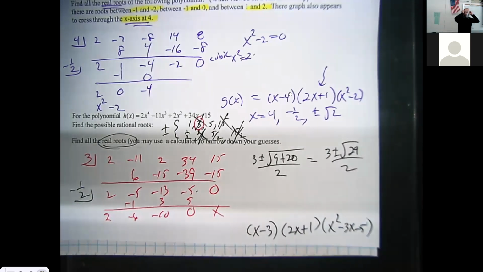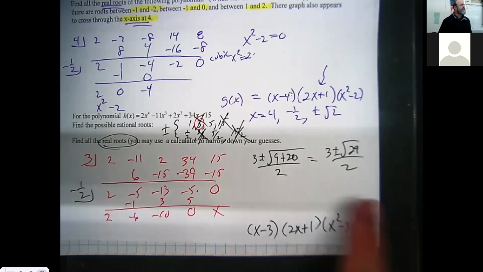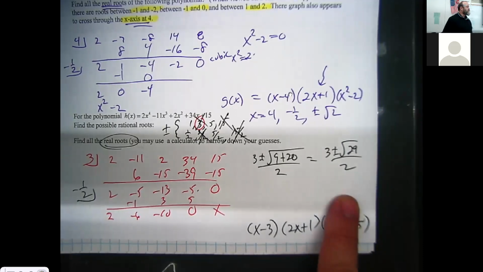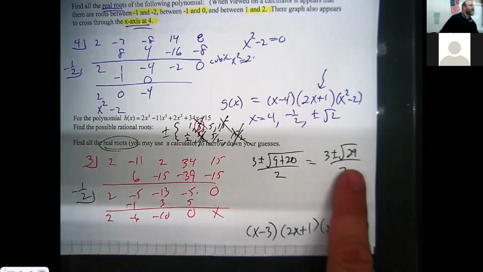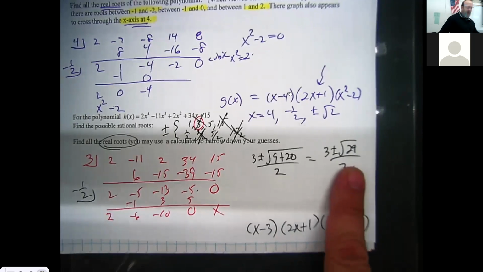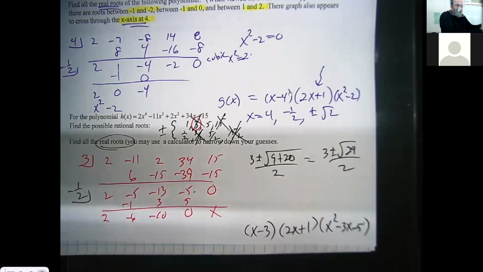By the way, what's the square root of 29 about? 5 point something, right? So what's 3 plus 5 point something? 8 point something divided by 2 is 4 point something. What did we see on the graph? Some 4 point something, right? What about 3 minus 5 point something? That's negative 2 point something divided by 2 is negative 1 point something. I mean, you can kind of see the remnants of what we found.